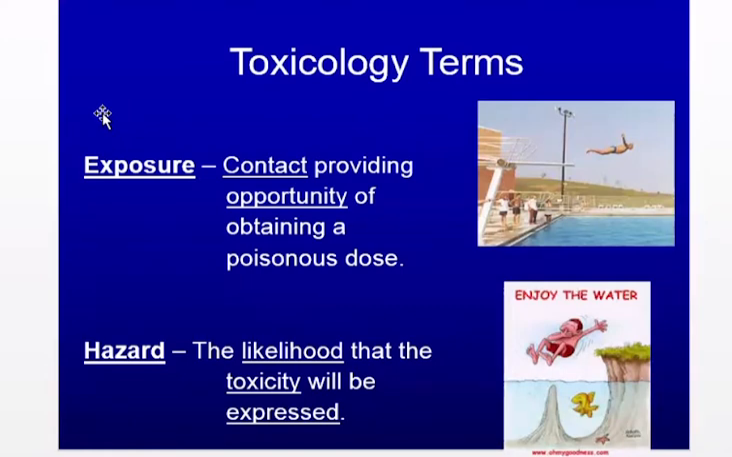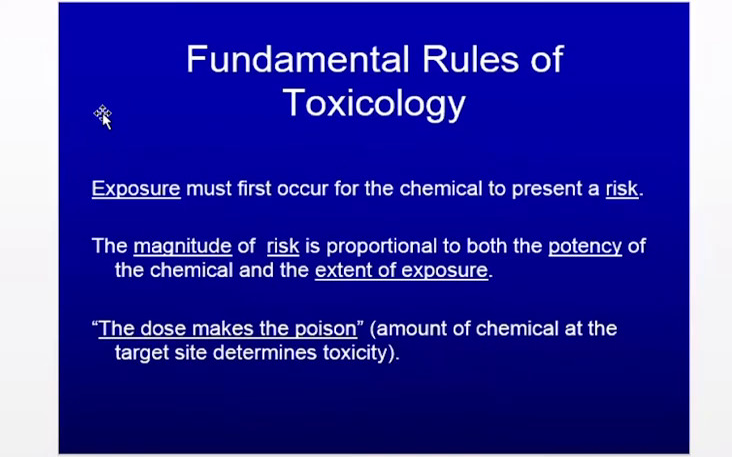Then there are certain fundamental rules of toxicology that we need to appreciate. One of them is that for toxicity to be there, exposure must happen first. So exposure must first occur for the chemical to present a risk. Without exposure, there will be no risk of poisoning. And this is the reason why in mitigation measures, we want as much as possible to remove the exposure so that there is no exposure.